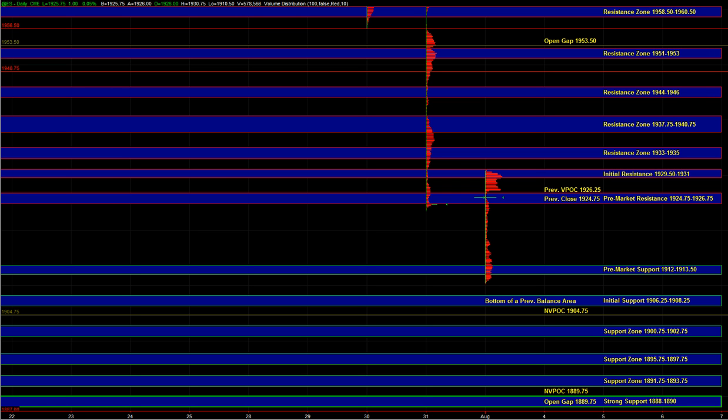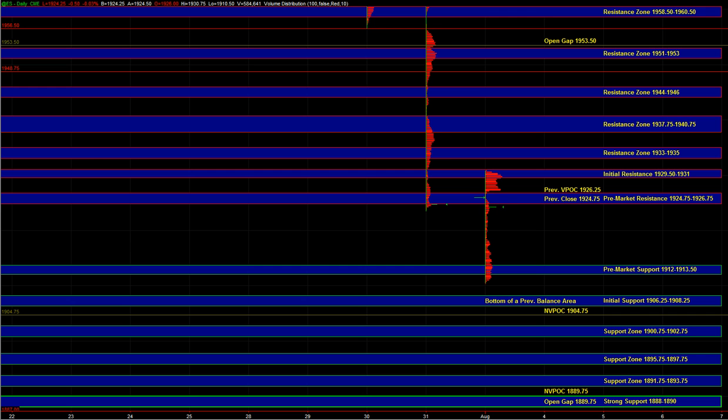Heading into the open, we're going to be watching 24.75 to 26.75. That's a key area to just establish short-term directional bias. We know that overall, this market is weak, and any retracement into yesterday's range can offer good location to sellers.